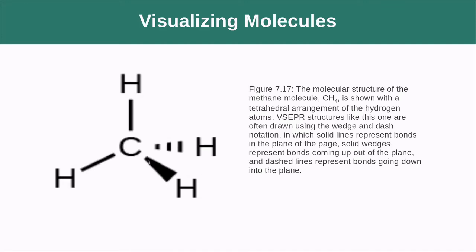I mentioned before that we use these wedges to depict a hydrogen that's coming out of the plane of the paper, or the screen in this case, and we're going to use these dash lines to depict hydrogens that are inside of the plane facing away from us. You're going to see this kind of notation used extensively in organic chemistry if you continue to go on.